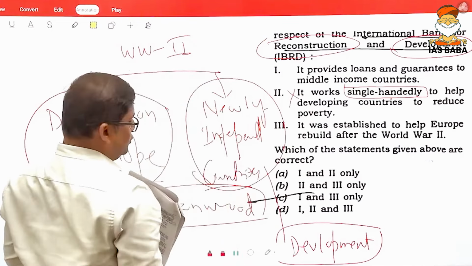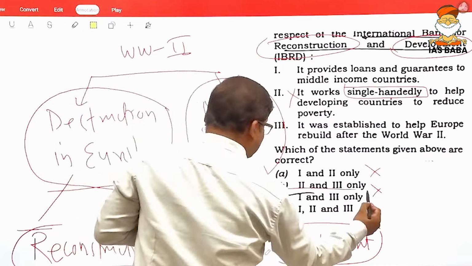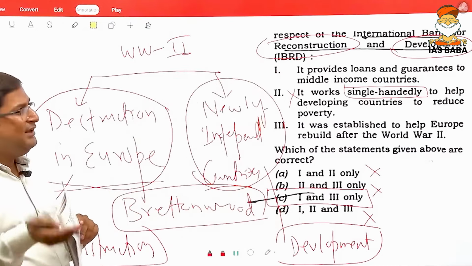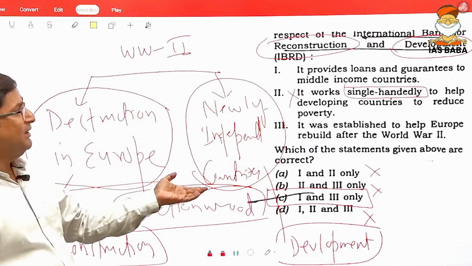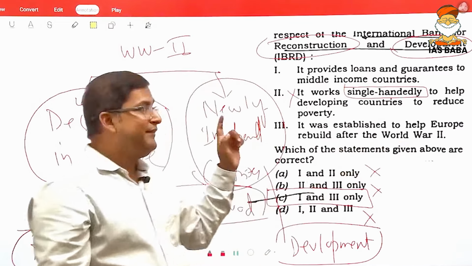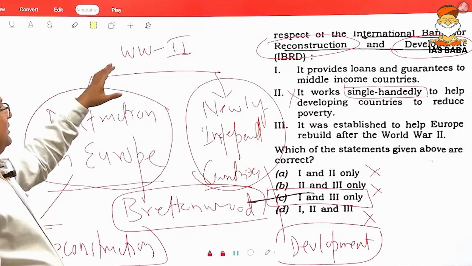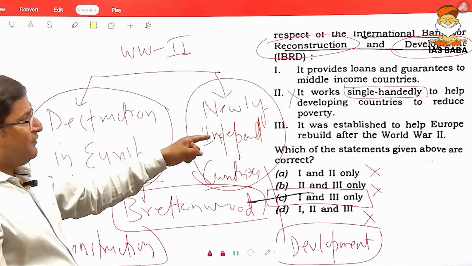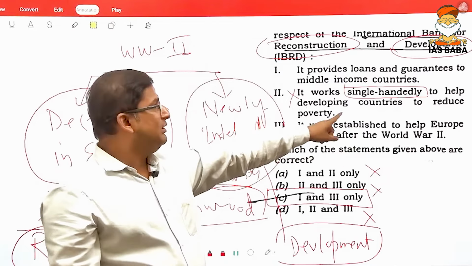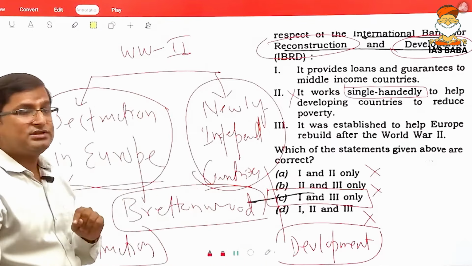If you eliminate option 2, this can be eliminated, this can be eliminated, and this can be eliminated. We are left with 1 and 3. But I have told you the entire concept behind the IBRD, why the name IBRD and what the functions of IBRD are. It was established to help Europe rebuild after World War II. See, I have explained this very clearly in the class also. International Bank for reconstruction of those countries which were destroyed due to World War II in Europe, and loans to the middle income countries or newly independent countries for their development. That's why the name International Bank for Reconstruction and Development.